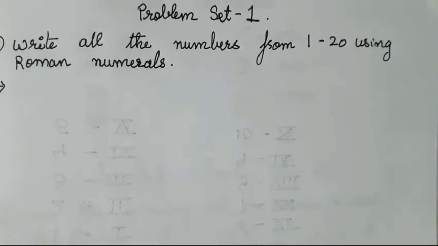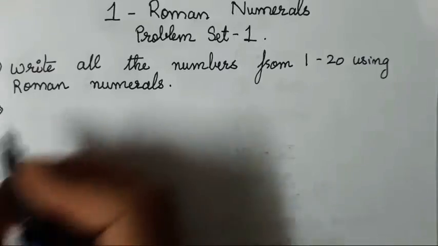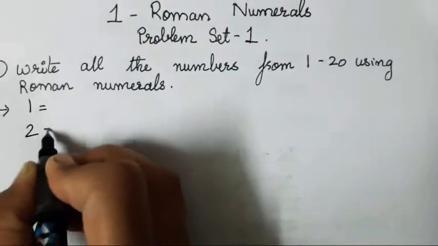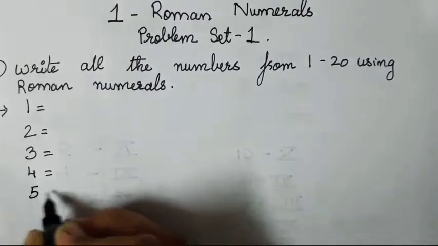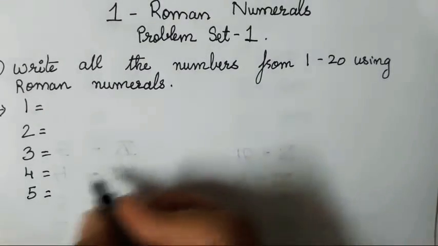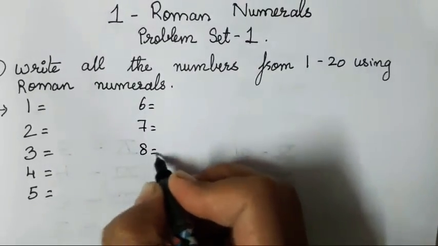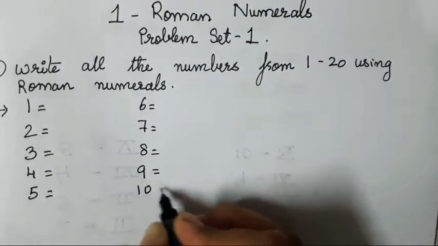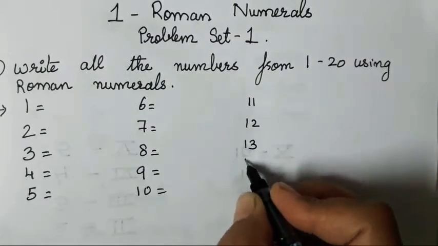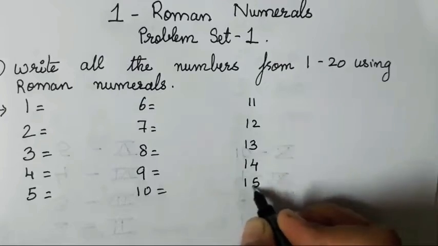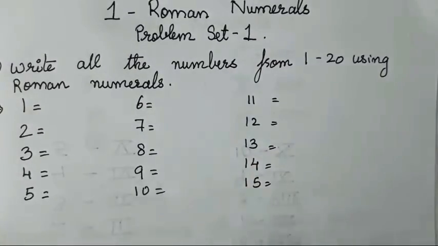So problem set 1: write all the numbers from 1 to 20 using Roman numbers. So first we will write all the numbers. I have created a short list for 1 to 10. Others you all can write. I'll show you how. So in this way, first write all the numbers 1 to 20 we need, isn't it? So accordingly you all have to write it. First we will write till 15 because I need to show you how we have to write.